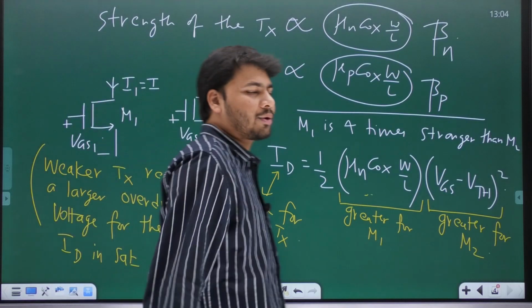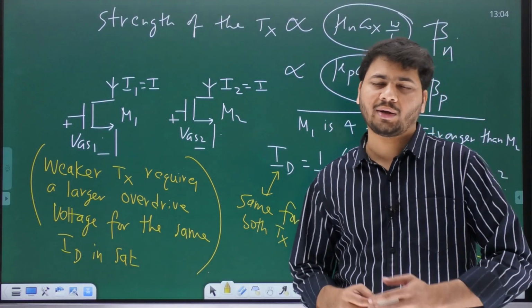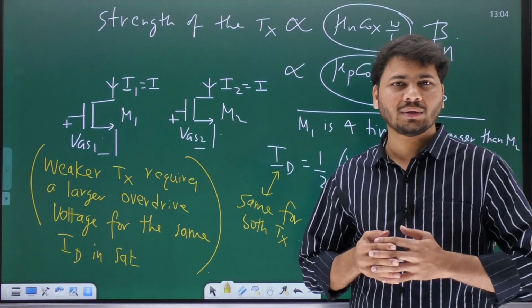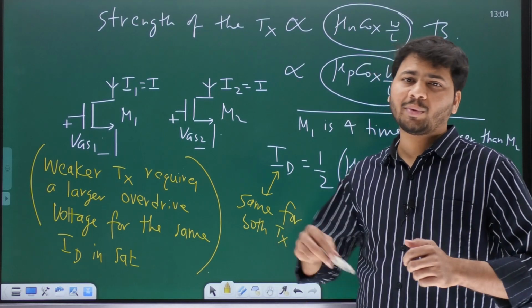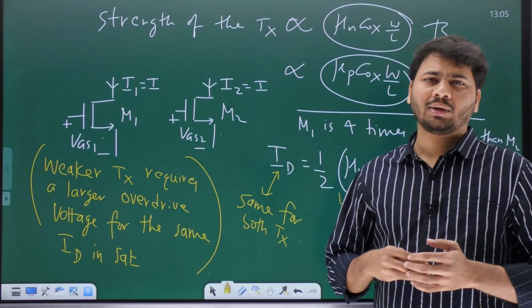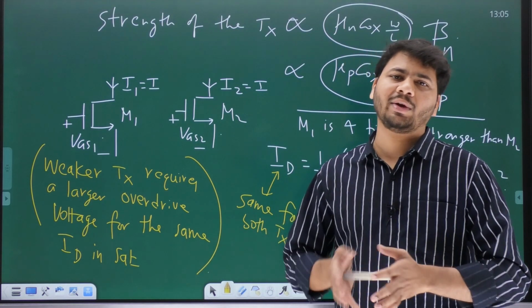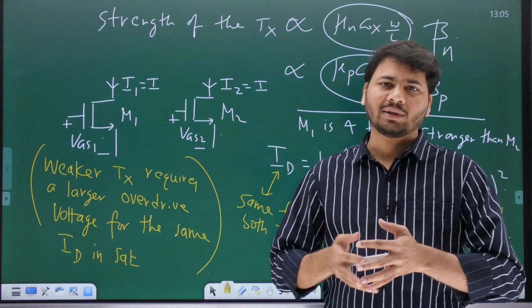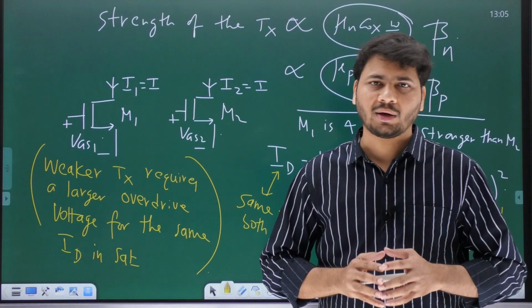Earlier, what was the conclusion? For the same overdrive voltage, the stronger transistor will carry more drain current in saturation. And this time the conclusion is: for the same drain current in saturation, the stronger transistor requires a smaller overdrive voltage, or the weaker transistor requires a larger overdrive voltage. Both are simple yet important conclusions.